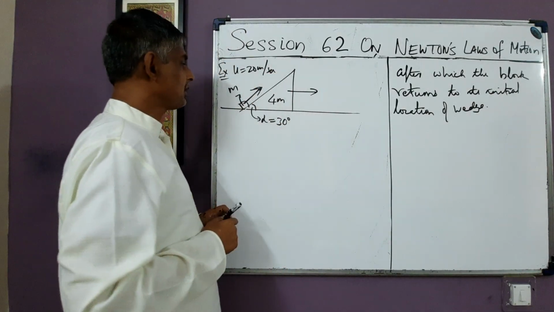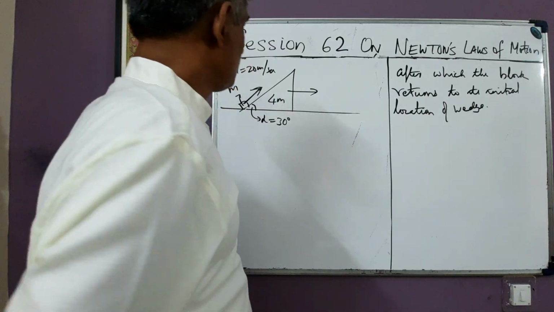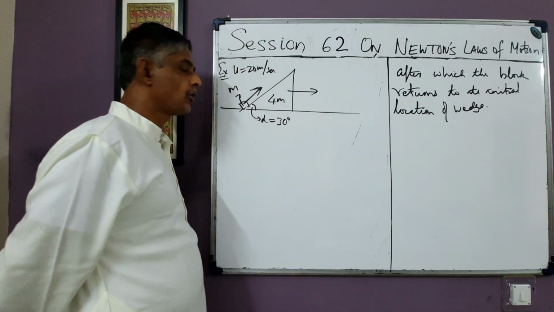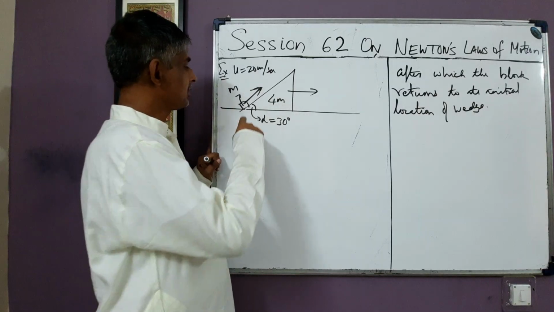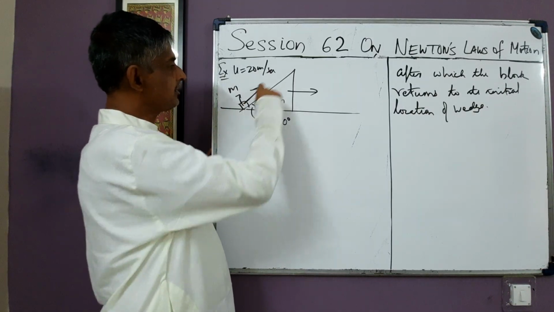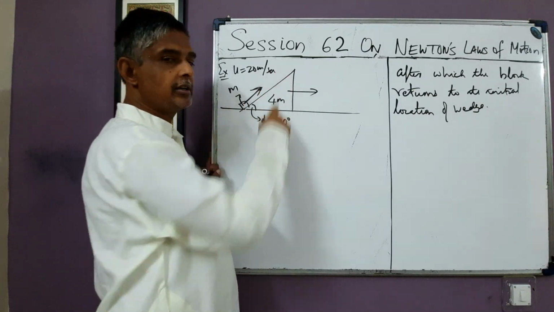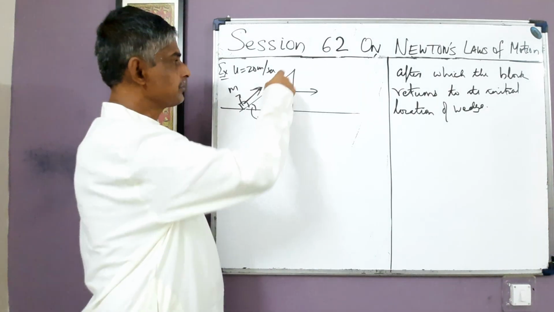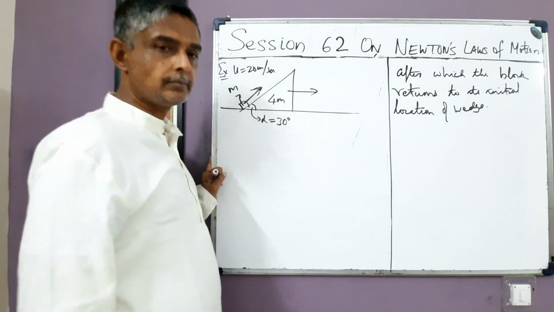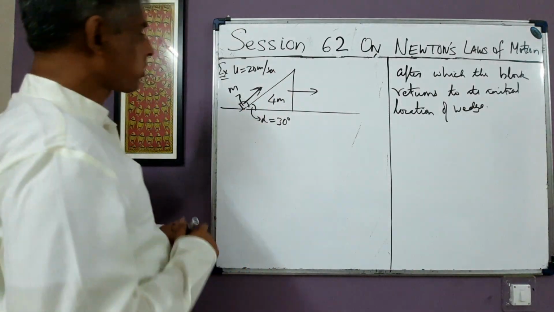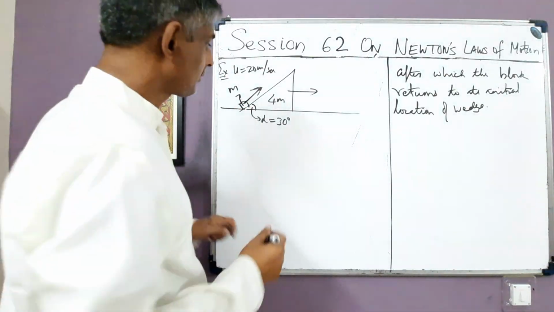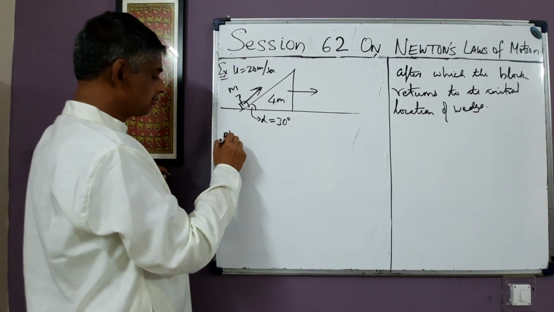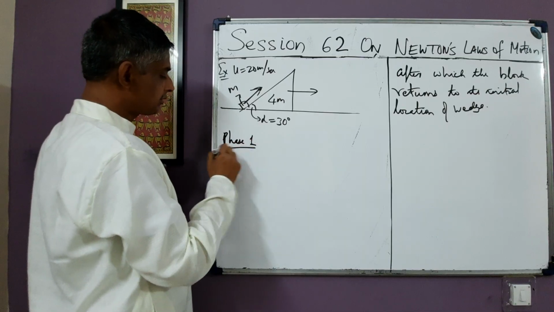Now, what will happen, see, there are two phases of motion of block with respect to wedge. Firstly, the block will rise up the wedge, then momentarily comes to rest, and then again begin to slide down the wedge. Okay. So there are two phases of motion of block on the wedge incline. Phase 1. Phase 1 is this.